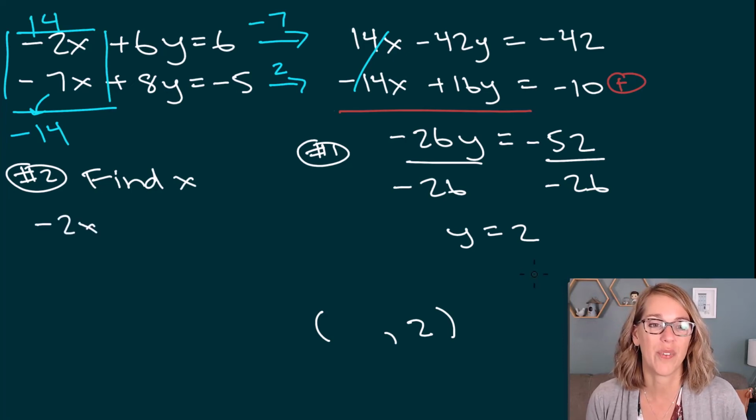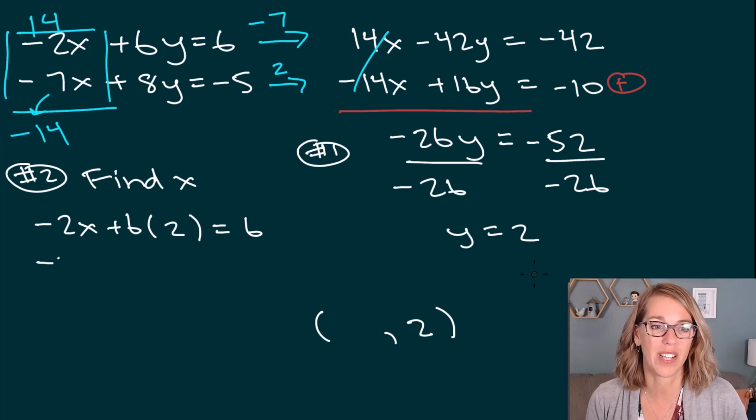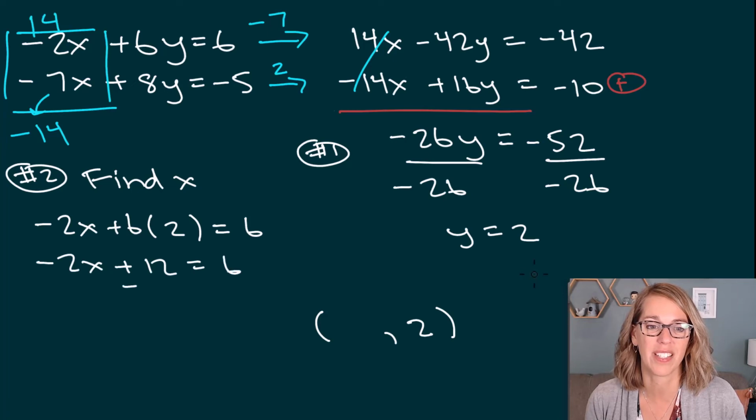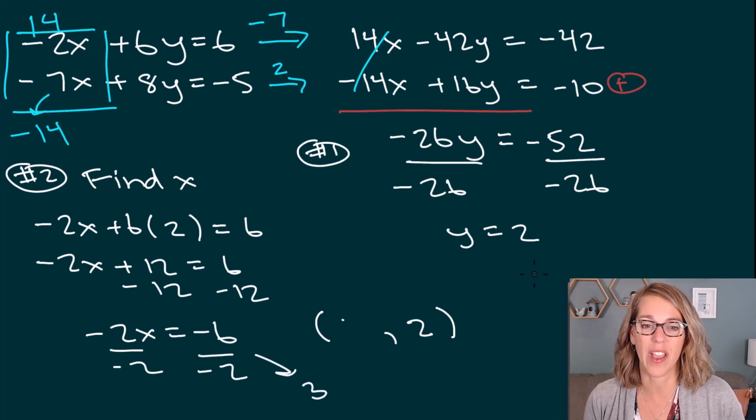So I've got negative 2x plus 6y equals 6. Y was equal to 2, so I can put a 2 there. So I get negative 2x plus 12 equals 6. Subtract the 12. Negative 2x is equal to negative 6. Divide everybody by a negative 2, and we get 3. So x is equal to 3, and there is our solution.